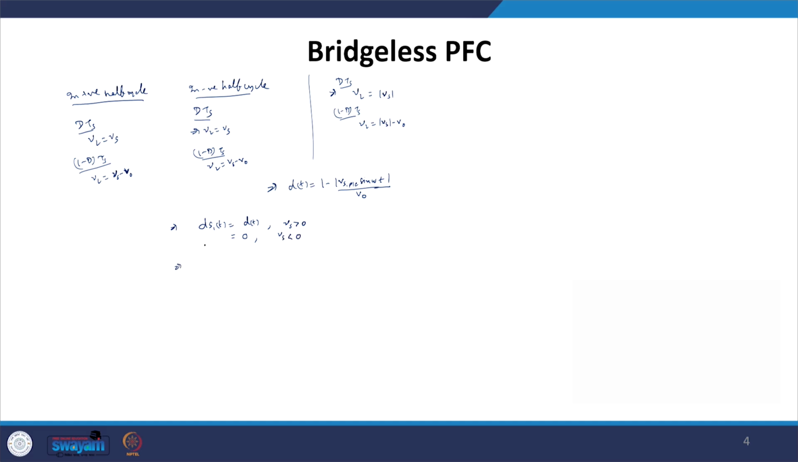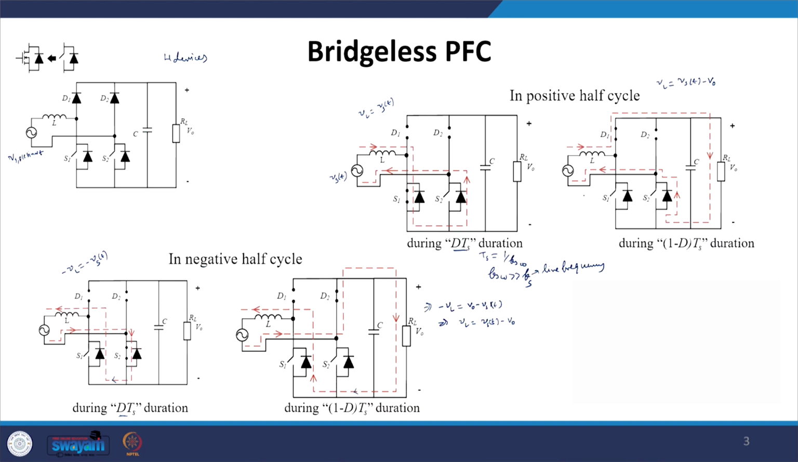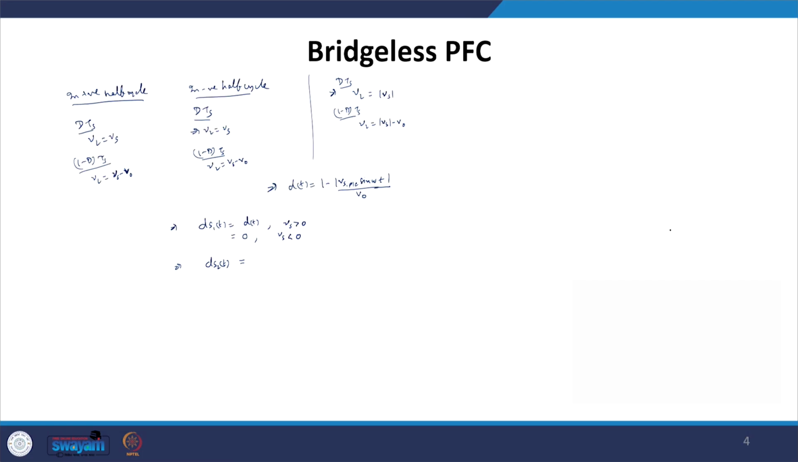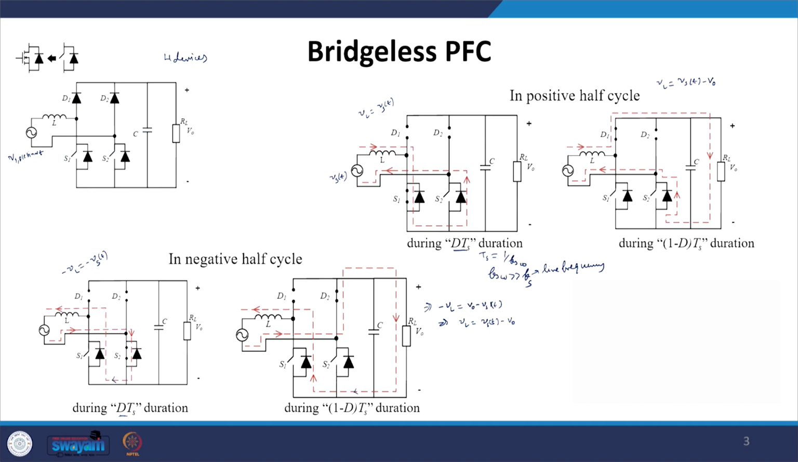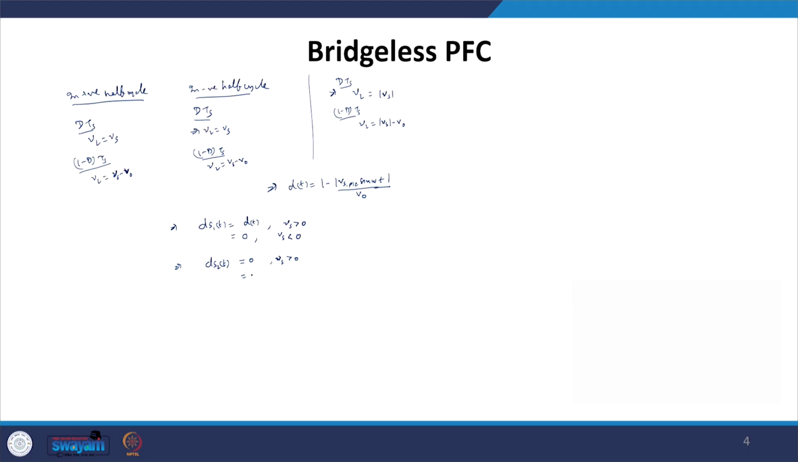Similarly, for switch S2, in the positive half cycle, S2 will not be turned on and off during the dTs and 1 minus dTs periods, it is completely off. So the duty ratio is 0 for Vs greater than 0, and in the negative half cycle, it is the S2 switch which turns on during the dTs period and turns off during the 1 minus dTs period. So the duty ratio of the S2 switch is d of t.